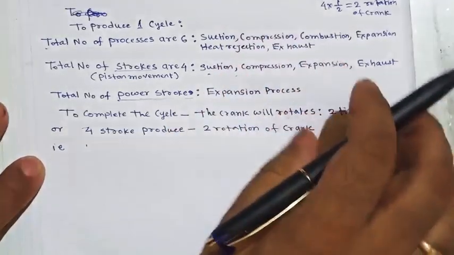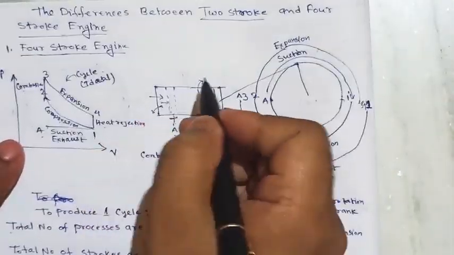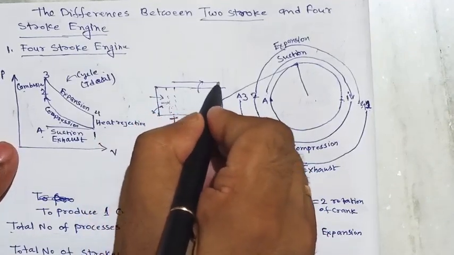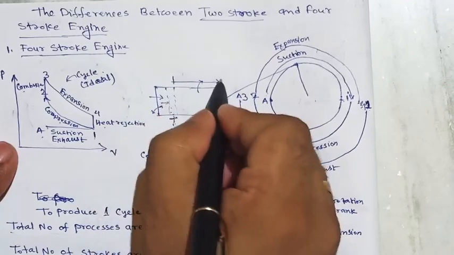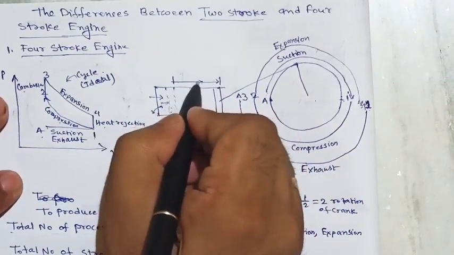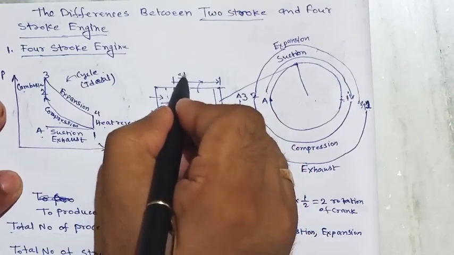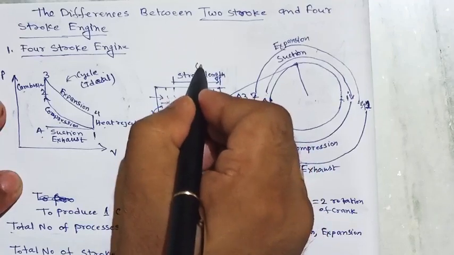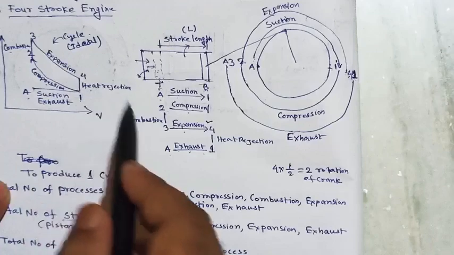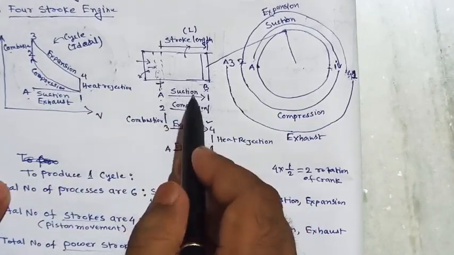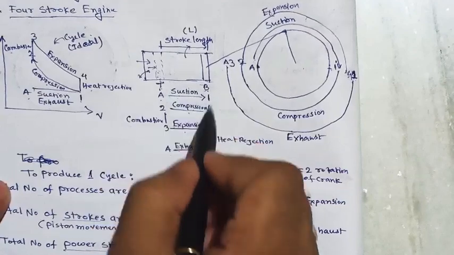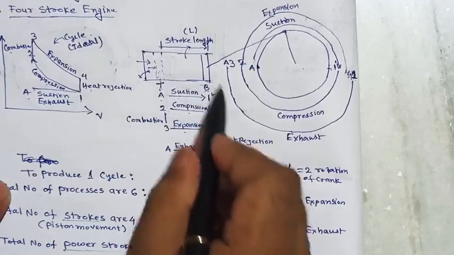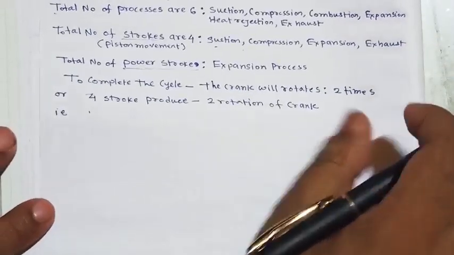You can see this distance, this movement of the piston is called the stroke. This is called the stroke, and this length is called the stroke length, represented by L. One cycle produces 4 strokes, and these 4 strokes mean 4L distance traveled. This is L, this is L, this is L, this is L. So 4L movement.